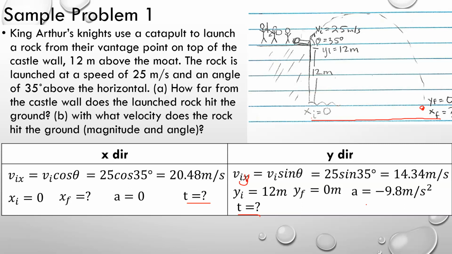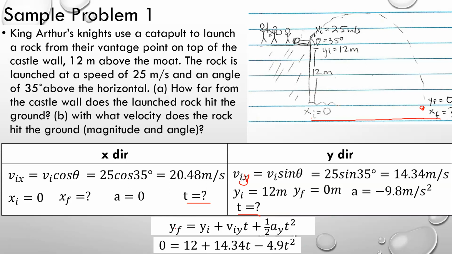So one of my tips was to use the second kinematic in one direction, use that to find the time, and apply that to the other direction. So we definitely have enough to find how long this rock is in the air for if we use the y direction. So here's our second kinematic in the y direction, and let's plug in our relevant numbers here.